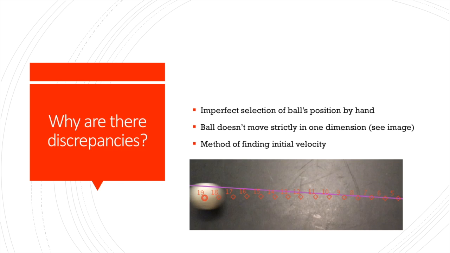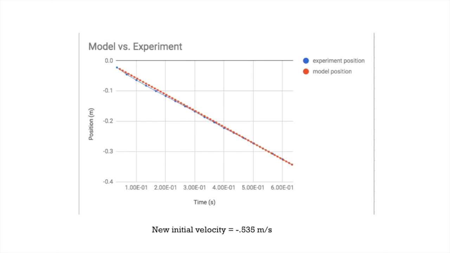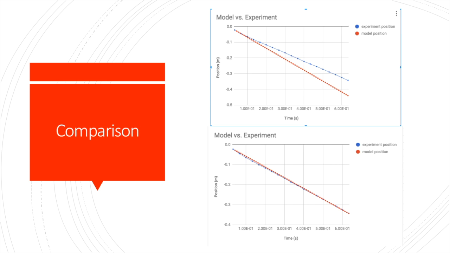to the experimental data. Here's another plot comparing the experimental findings and the predictive findings, but this time I used an initial velocity of negative 0.535 meters per second in the x direction, which was calculated using the first and last data points. Obviously, the results in my second plot produce far fewer discrepancies, and calculating average velocity using the first and last times and positions instead of the first and second is much more accurate.